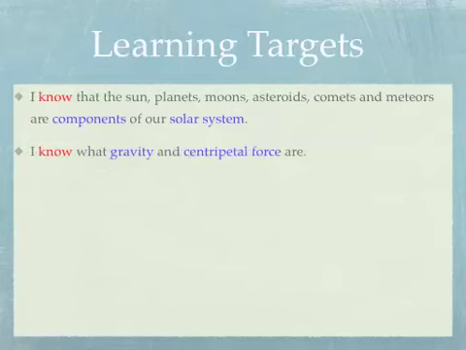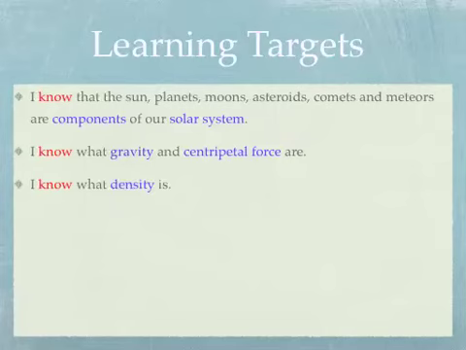The second learning target is that you know what gravity and centripetal force are. So again, knowing is recalling or repeating, stating something back. Gravity is a force that causes everything to fall to the Earth, and it also causes the Earth to orbit around the sun. So we'll get a little bit more into detail on gravity. Centripetal force is very similar to gravity, only it really focuses on our energy orbiting around the sun.